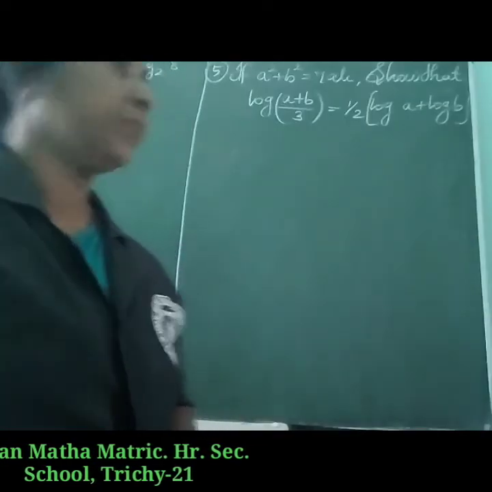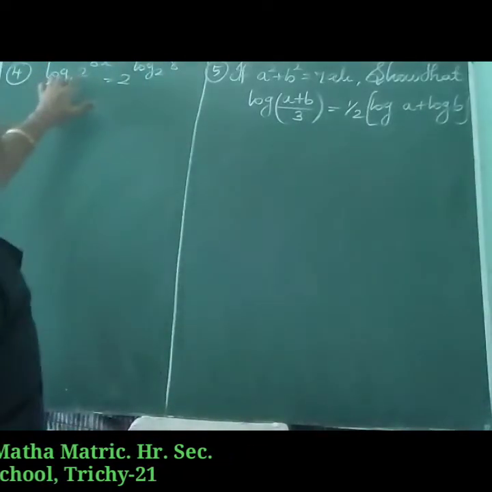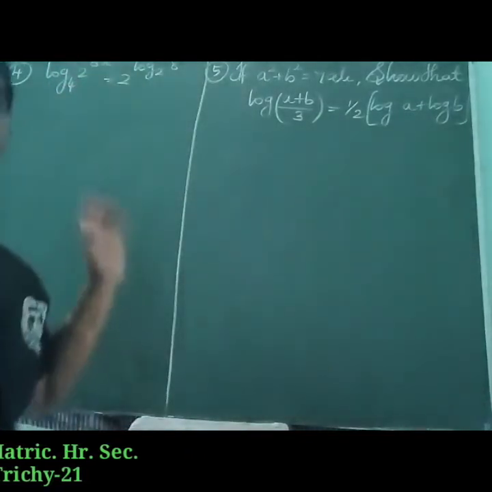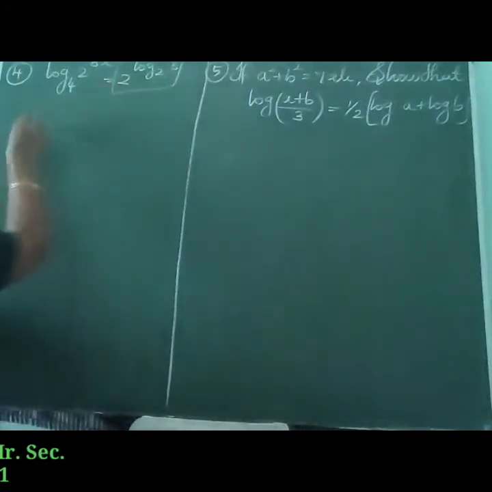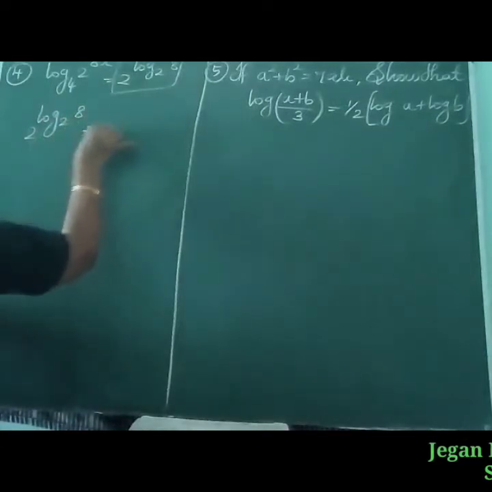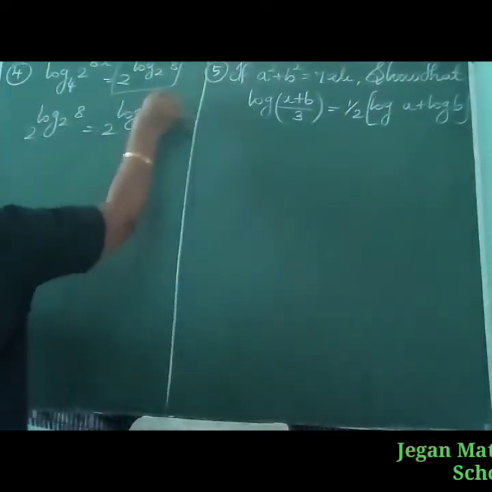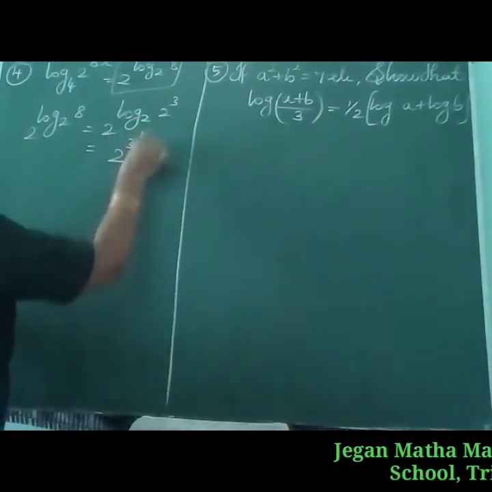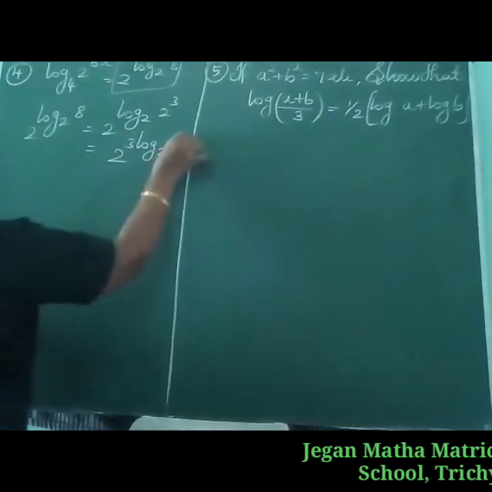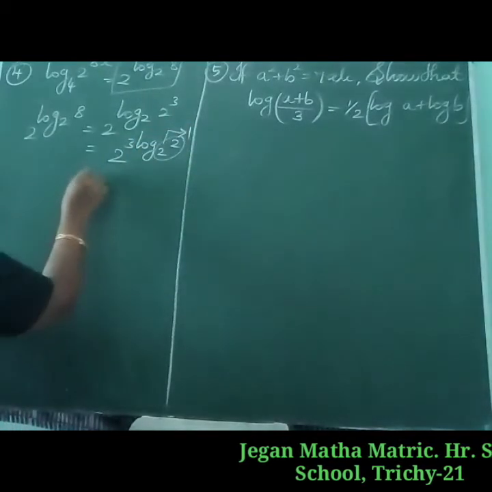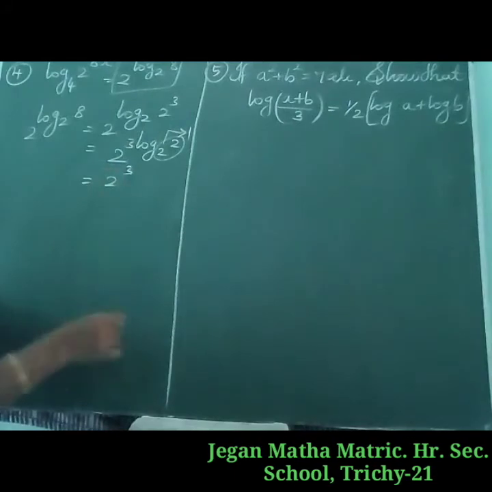The next question: log 2 power 8x to the base 4 is equal to 2 power log 8 to the base 2. Here we have to find out the value of x. So first let us take the right side value. 2 power log 8 to the base 2, that is 2 power log 2 cube to the base 2, 2 power 3 log 2 base 2. Always these two values are equal, means totally we will consider the value equal to 1. Therefore, we are getting this is equal to 2 cube.